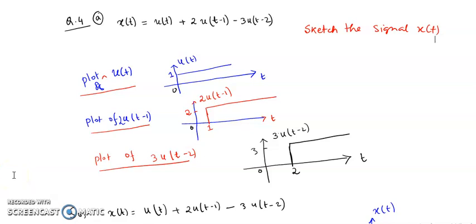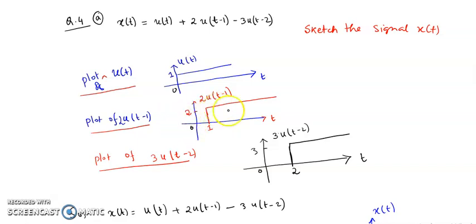x(t) is equal to u(t) plus 2u(t-1) minus 3u(t-2). For this signal we have to find a plot of the signal x(t). So here the three components of the signal are u(t), u(t-1) and u(t-2). So first of all we have to see the plots of these three components.